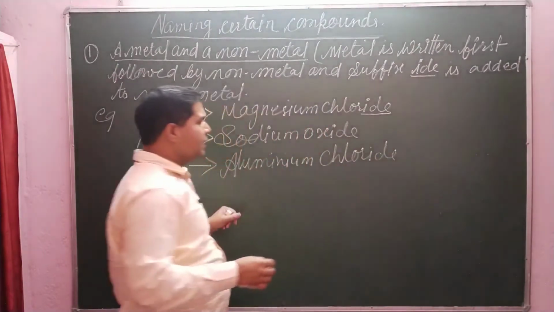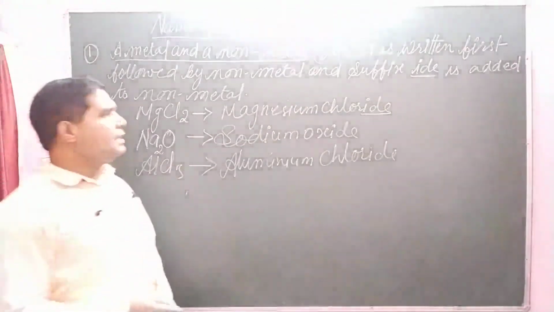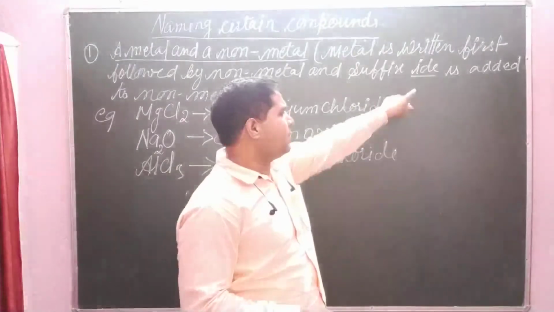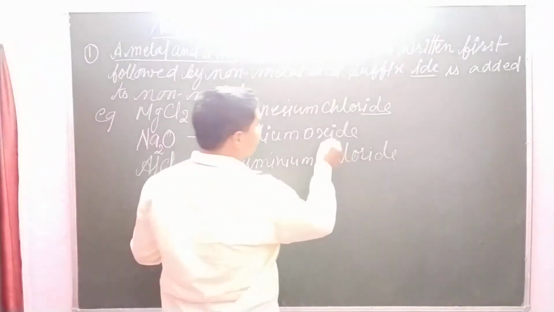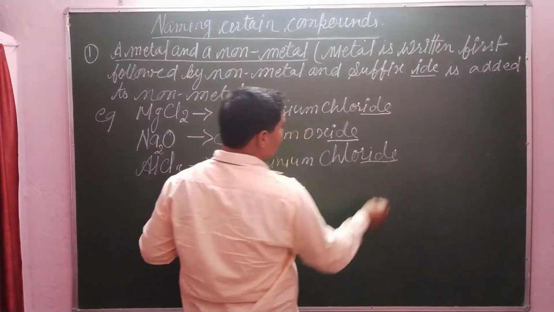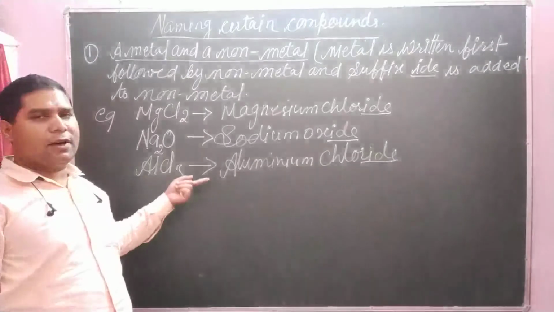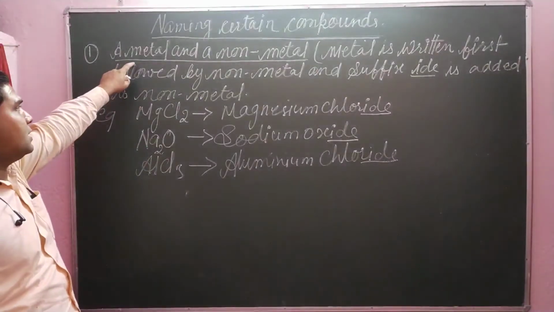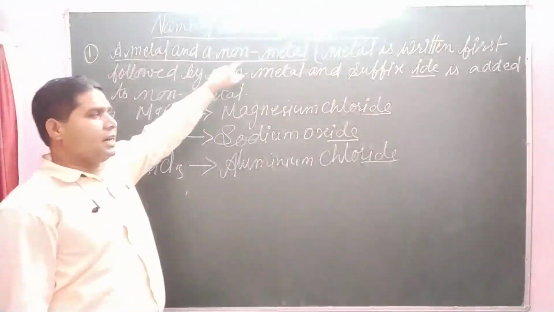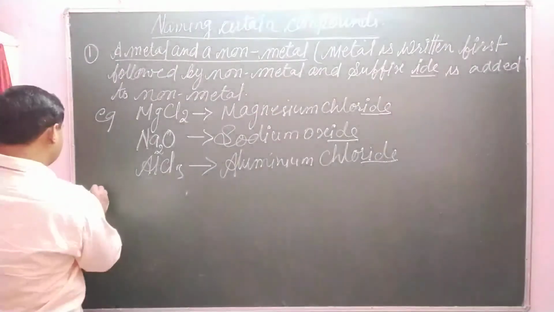So you see, in each name of the compound, the IDE suffix is being added to the non-metal. So this is the first rule to name a compound which consists of first a metal and then a non-metal. Let us see the second rule.